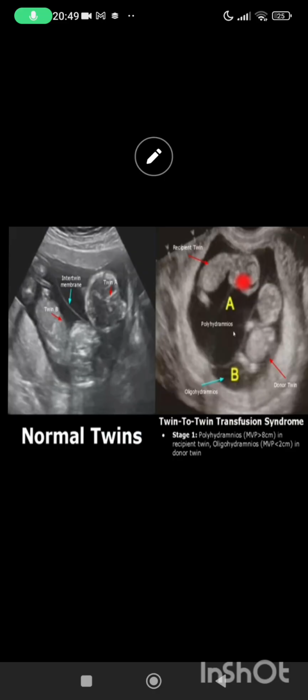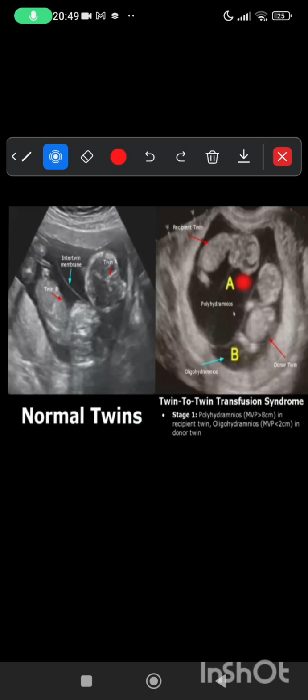Maximum vertical pocket method. We only measure one pocket, in centimeters, which is the largest in both twins. Normally we take a 4 quadrant measurement, the amniotic fluid index, but in twins only 1 quadrant measurement is enough.